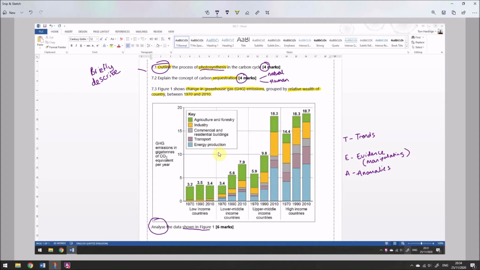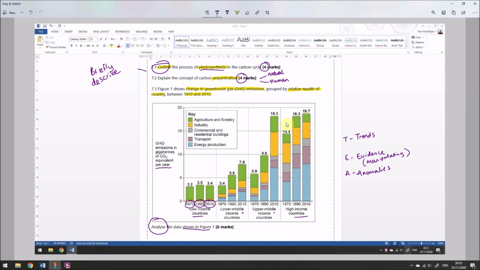So firstly, we might think about the total emissions and how they vary from low-income countries, lower middle income countries, upper middle income countries, and high income countries. We might think about how the totals vary between those different groups of country, so when we think about their relative wealth. If we also look at the fact we've got data for 1970, 1990 and 2010, and we've got that for all of the countries, we can start to maybe think about changes over time.